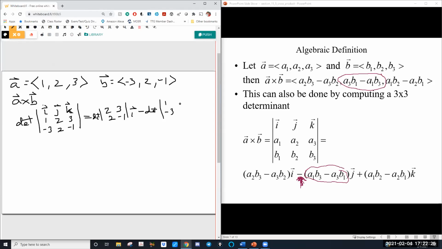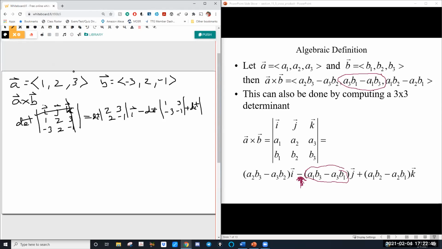1, -3, 3, -1. And then it goes back to plus. And if we had a bigger matrix, it'd go minus, and then plus, and then minus. Kind of swaps every time. Again, we cross out this and this, and so the last little matrix is 1, 2, -3, 2.